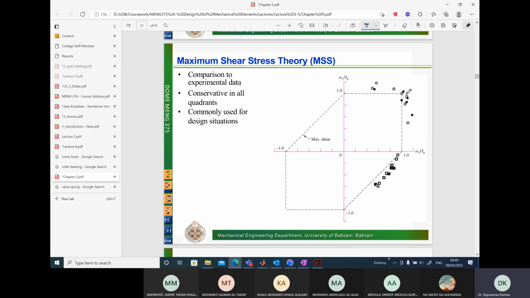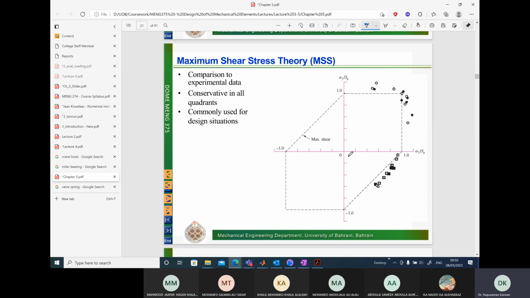You see the dotted line here that represents the failure envelope for maximum shear stress theory, and we can see all the failure points are outside. The experimental values are outside the failure envelope for maximum shear stress theory, and therefore this is a very good theory for ductile materials.